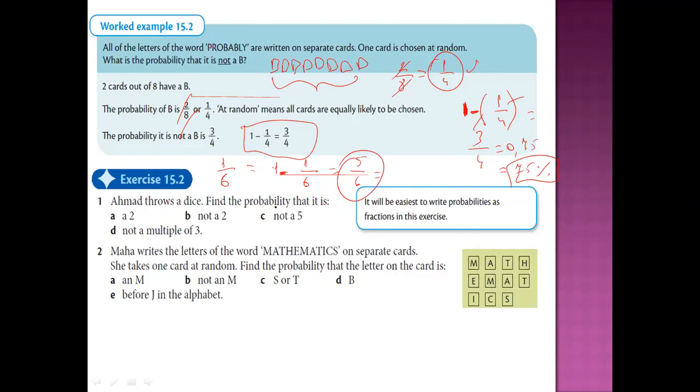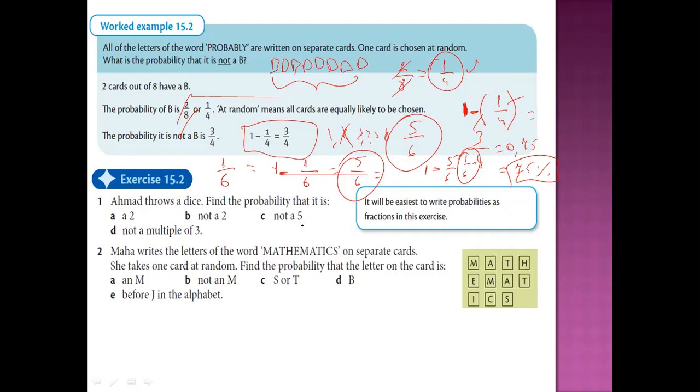How many not a 2 do we have? 5 over 6. Okay, because 1, 2 is 2, you cannot write it. 3, 4, 5, and 6. And there we have 5 outcomes that are different from 2. That's why we write 5 over 6. And 1 minus 5 over 6 is 6 minus 5 is 1 over 6. The probability of another 2 is 1 over 6.